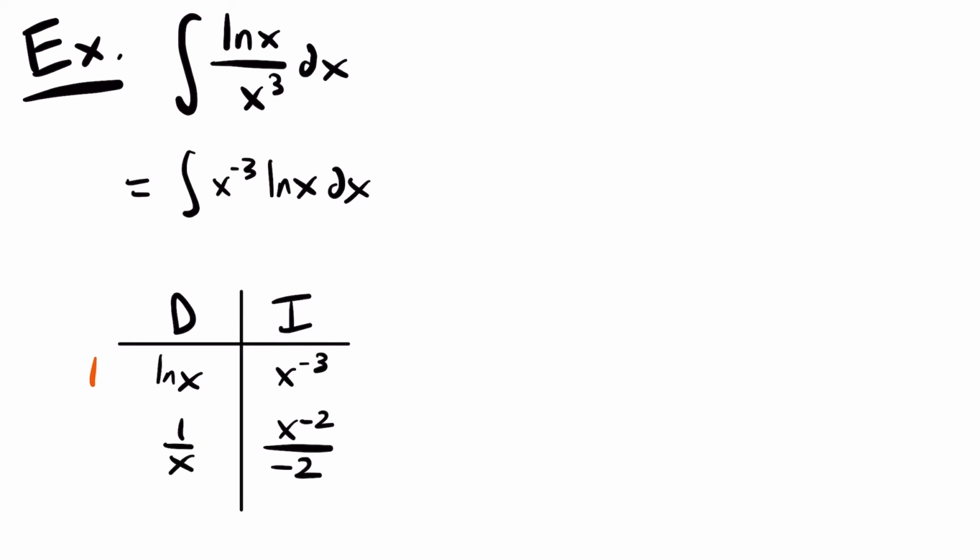And so we'll have a plus and then a minus, and then we will multiply diagonally. And then for our last two terms, we will multiply them together and integrate them. And so our solution to this integral will be that it is equal to the positive natural log times x to the negative second power divided by negative 2. So we'll have the natural log of x times x to the negative second power divided by negative 2. And then we will add the integral of these two terms multiplied together.